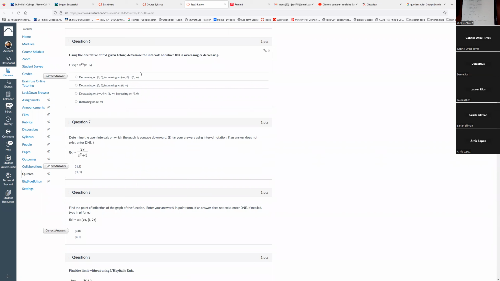Number 6. Determine the intervals where it's increasing or decreasing. So here they already gave us the derivative, so make sure you notice that. So f prime is this. Right? This is number 6.